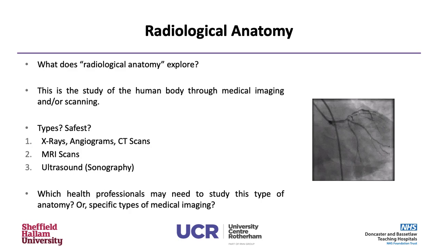So the first image is what's called an angiogram. An angiogram is a form of X-ray that looks specifically at the flow of blood vessels. Blood vessels don't show up on an X-ray, so what you have to do is put an iodine-based solution in the blood, and through the iodine it shows the blood vessels and the flow.